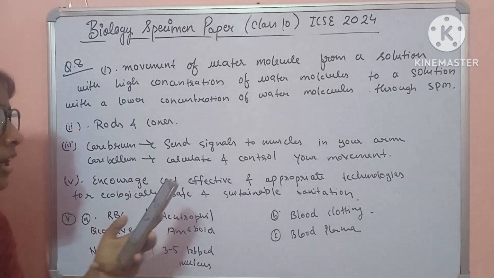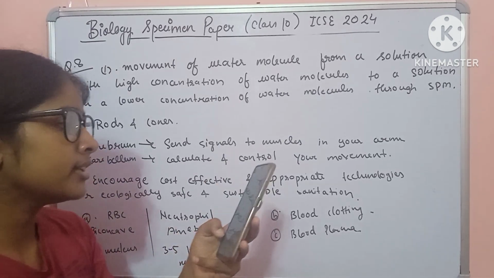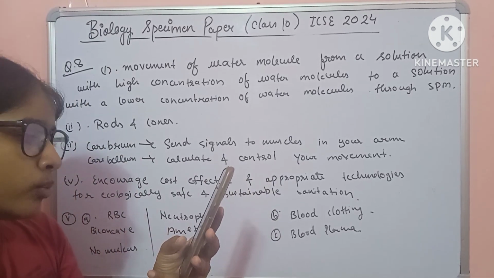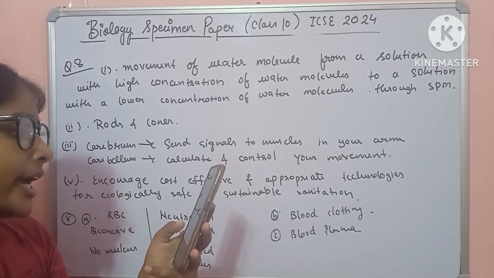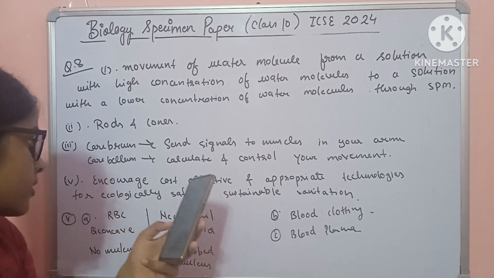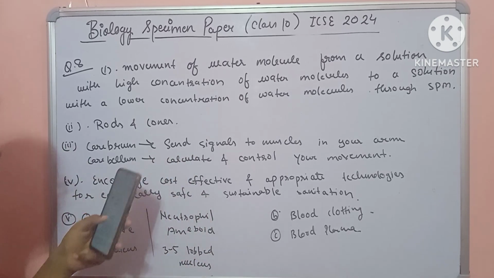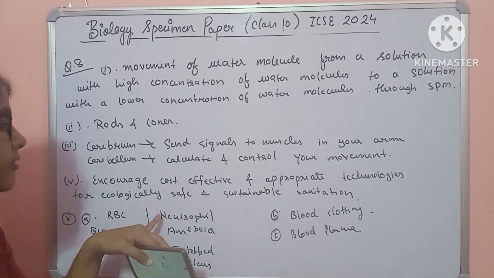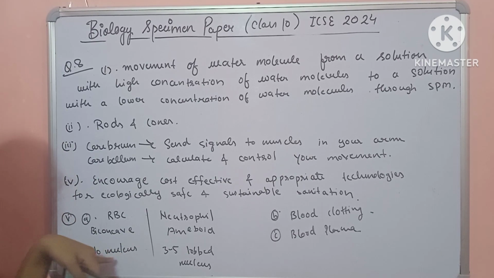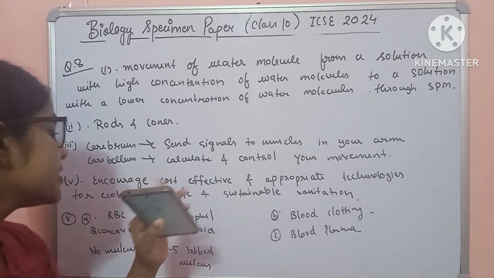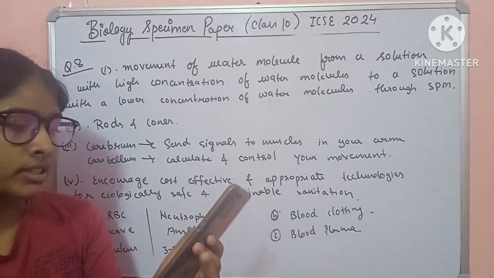Given below is the diagram of a human blood smear. Answer the questions that follow. Mention one structural difference between 1 and 2. 1 is RBC and 2 is neutrophil. RBCs are biconcave, whereas neutrophils are amoeboid. RBCs have no nucleus, whereas neutrophils have a 3 to 5 lobed nucleus.